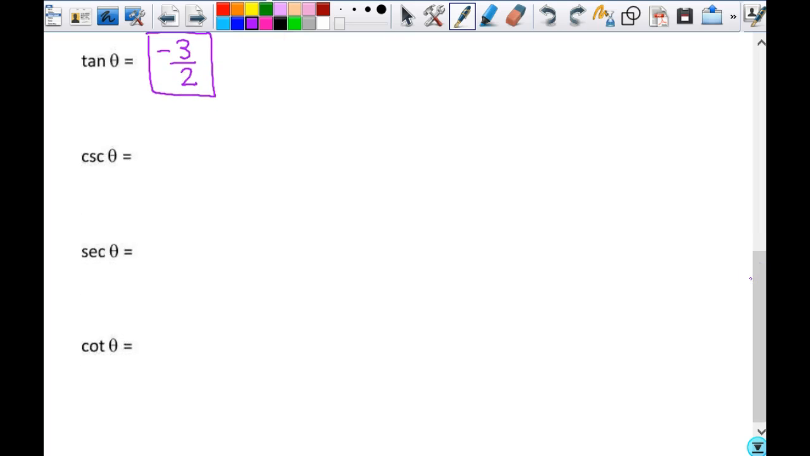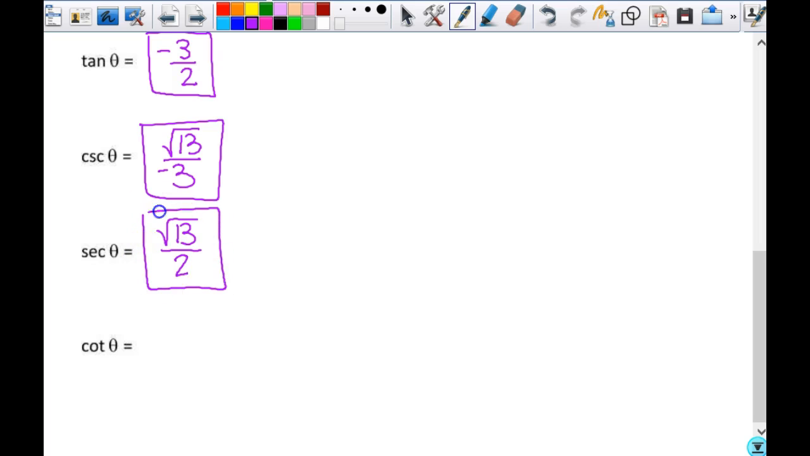And cosecant is the reciprocal of sine. Sine is y over r, so this is r over y. So this is going to be square root of 13 over -3. That's all I can do there. Secant is the reciprocal of cosine. Cosine is x over r, so this is r over x, which is the square root of 13 over 2, and that's all I can do there. Cotangent is the reciprocal of tangent. Tangent is y over x, so this is x over y, which is 2 over -3.